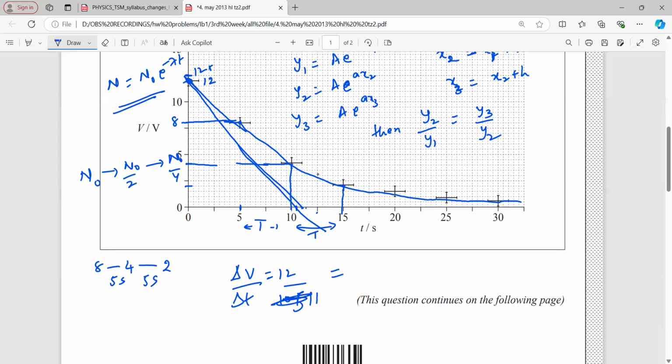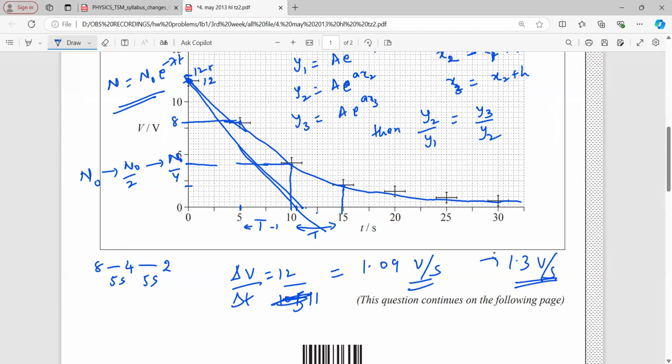When I do this, how much do I get? Where is it? My calculator is not seen. It's here. Okay, so 12 divided by 11 is 1.09. So 1.09 volt per second is what I get. What is the correct answer? The correct answer is 1.3 volt per second.